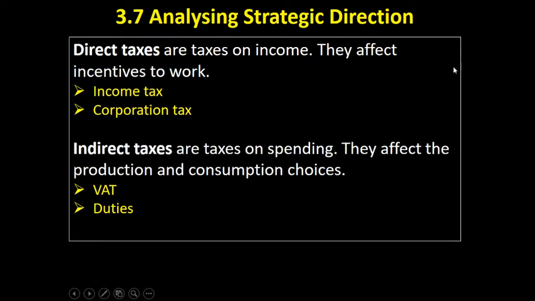So first of all, we'll look at taxation. There are two types of taxation that the government can alter. There are direct taxes, which are taxes on income and they affect incentives to work. So there's income tax and corporation tax. Increases in these will reduce incentives to work. So income tax is charged against individuals.